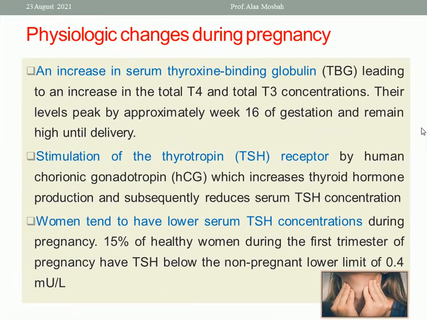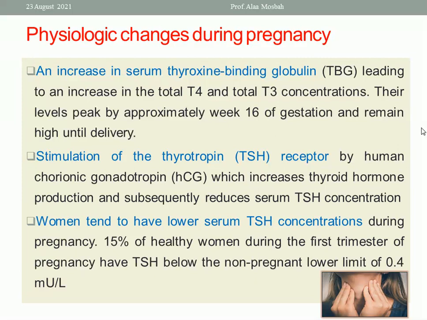So, an increased serum thyroxine binding globulin leads to an increase in total T4 and T3 concentration. Their levels peak by approximately week 16 of gestation and remain high until delivery. Okay? Stimulation of the thyrotropin receptor by human HCG increases thyroid hormone production and subsequently reduces serum TSH concentration.